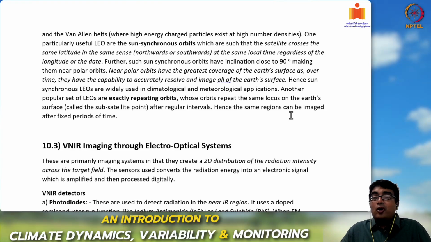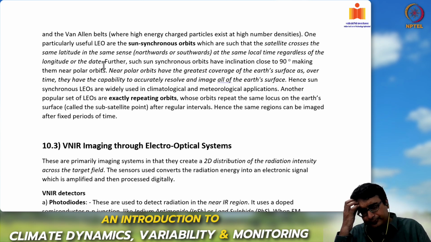Now within these orbits also there are certain orbits which are very popular. One type of LEO orbit is called the Sun synchronous orbit, in which the satellite crosses the same latitude in the same sense, that is northwards or southwards, at the same local time, regardless of the longitude or the date. So what does this mean?